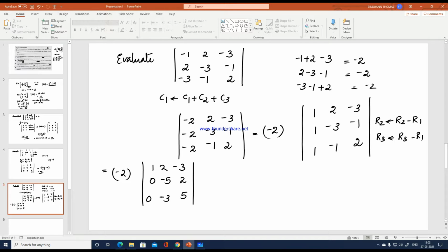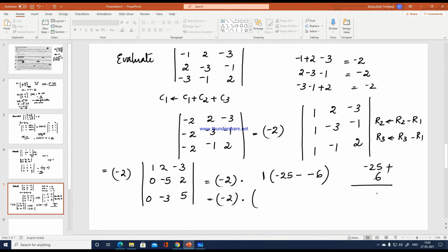Okay. Now let's find the determinant of this. So it will be minus 2 into 1 into minus 25 minus of minus 6. The others will be 0. Okay. Now let's see, minus 2 into, we have minus 25 plus 6. So minus 25 plus 6, it is minus 19. So the answer will be 38.